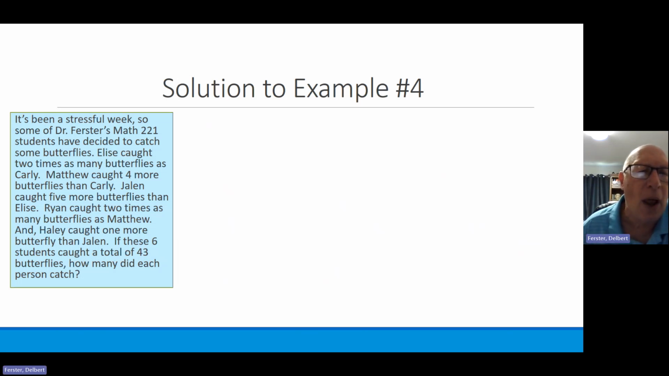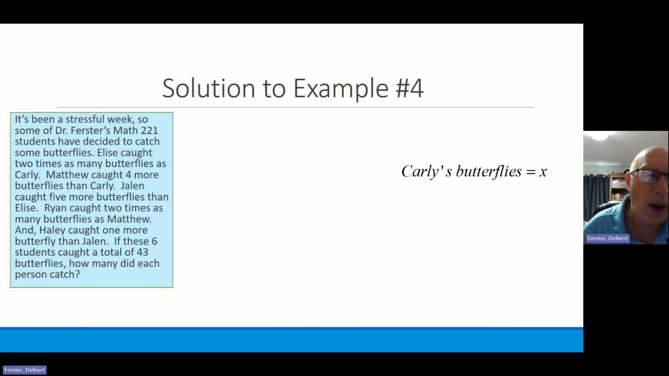So you say, all right, I'll read along. It says, Elise caught twice as many as Carly. Matthew caught 4 more than Carly. Man, if I stop right now, it looks like Carly might be a good place for X. So if you continue reading through the verbiage, if it looks like Carly's the guy or the gal, let's go ahead. Let's let Carly be X. Now you got to go back through bit by bit.